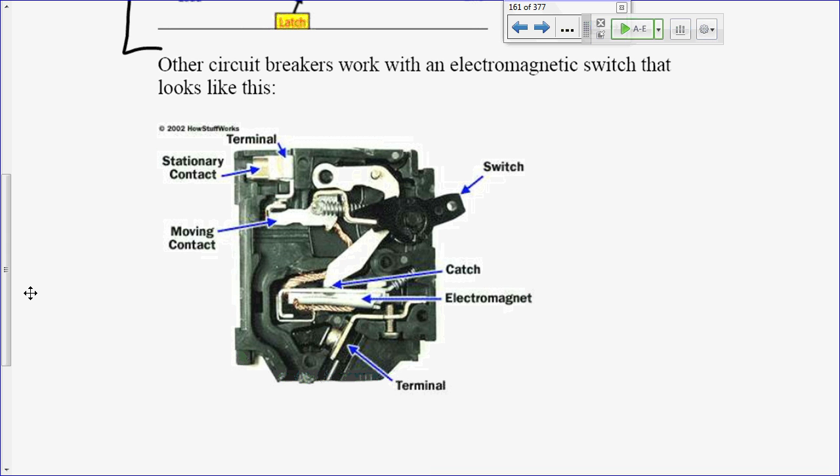Most of them use an electromagnetic switch, and we'll talk about this next chapter. When we talk about solenoid switches, they use a permanent magnet and an electromagnet, and through the interaction of those, they can cause a mechanical movement. They're kind of cool. You use these in your car in the starter.